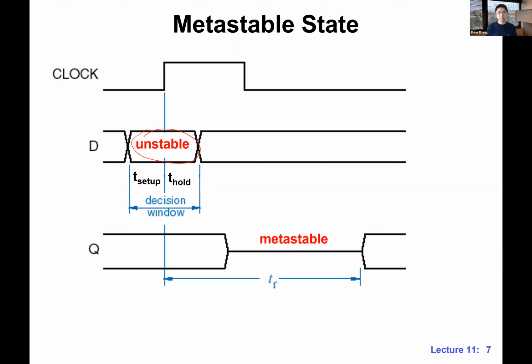That period is unbounded, unfortunately, but the longer you wait, the more likely that you will end up with a stable state later on. Hopefully this is clear to you. It's not a good idea to make a transition in this window. Again, this is called metastability or a metastable state. When the D input is not stable, we may end up in this state.